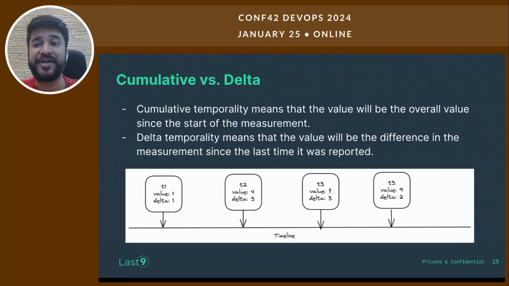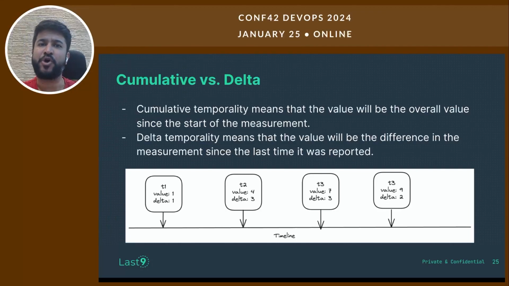Let's talk about cumulative versus delta temporality. Cumulative temporality, like what we discussed earlier, means the overall value gets emitted to Prometheus. So at T1, the value was 1, but at T2, the value became 4 because it increased by 3. In the case of cumulative temporality, 4 will be reported to the storage system. In the case of delta temporality, 3 will be reported because 3 was the delta from the last value.